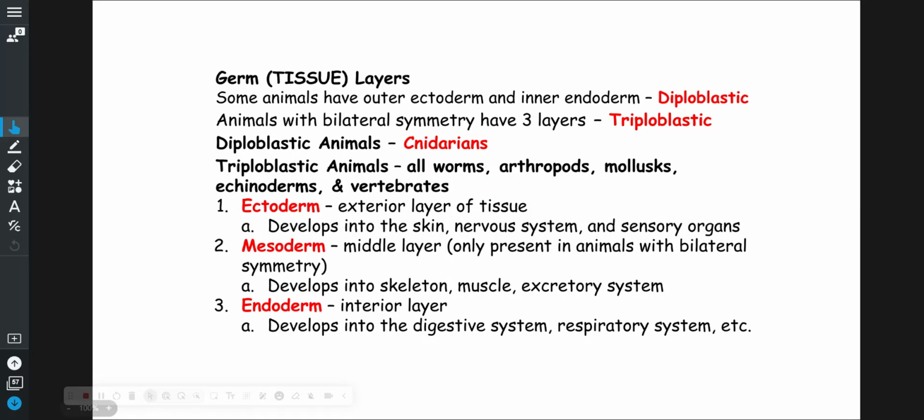Underneath that, the middle layer is what comes from that is your skeleton, muscles, excretory system, which is your kidneys. So if you've ever been hit in the back, hitting the kidney, that's very painful. That's because those are pretty close to the outside of your body. Not as internal as the endoderm organs. And that interior layer is what is going to turn into the digestive system of the organism, the respiratory system, and other things on the very inside of your body.